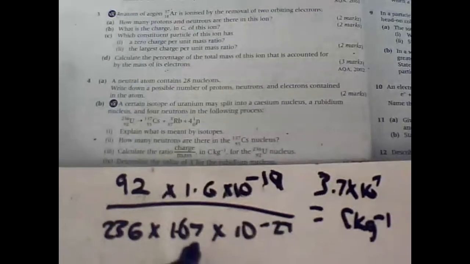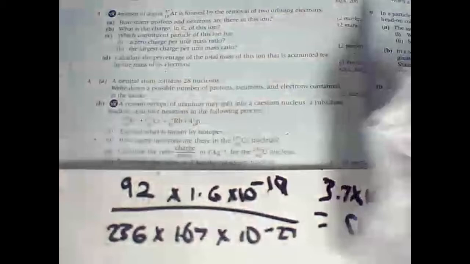Okay, so that's the answer for that question. Part IV now asks us to determine the value of X for the rubidium nucleus. To calculate the value of X, we are just going to use the basic rules of conservation of mass that is in the equation.